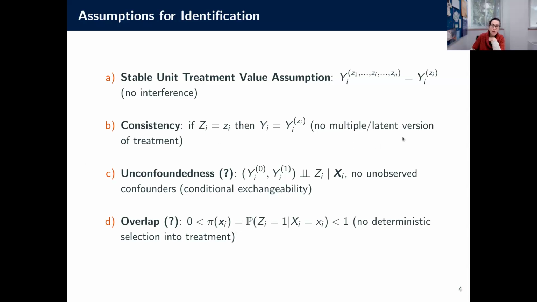Consistency means that there is no multiple or latent version of treatment. If you give one treatment, you expect to have one outcome. It could be a distribution of outcomes, but there's only one version of treatment.